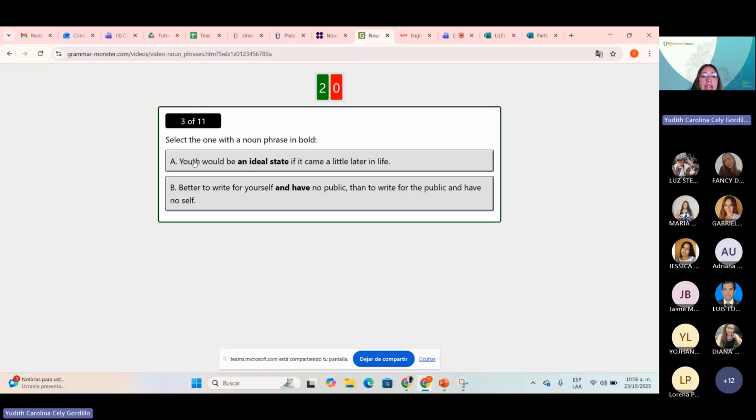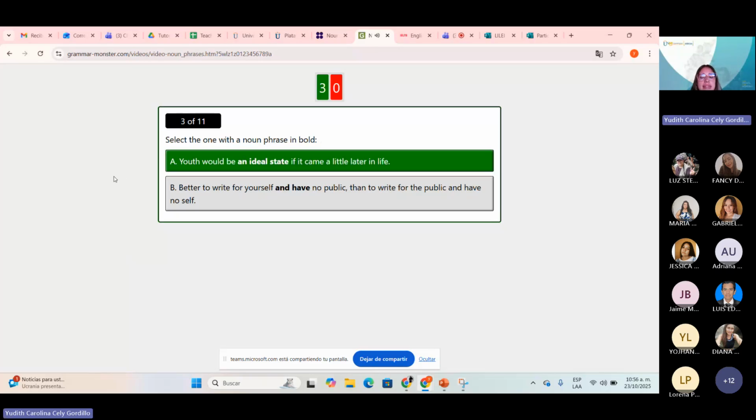Select the one with the noun phrase in bold. In each statement, you have a noun phrase. A: A job would be an ideal state if it came a little later in life. B: Better to write for yourself and have no public than to write for public and have no self. What is this, A or B? A. That's perfect, you did a good job: an ideal state.